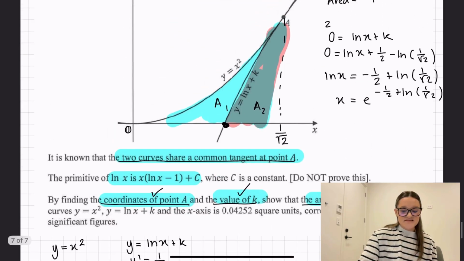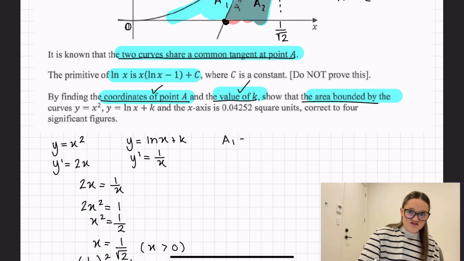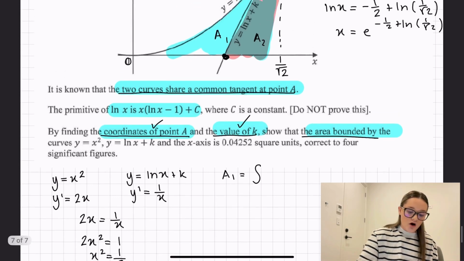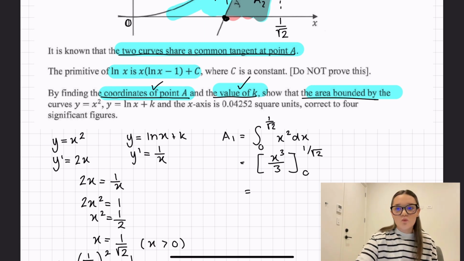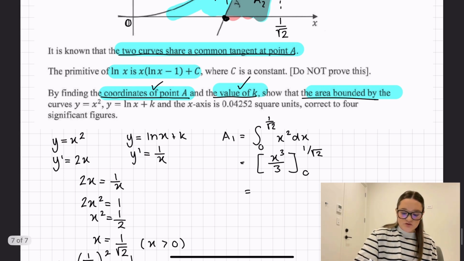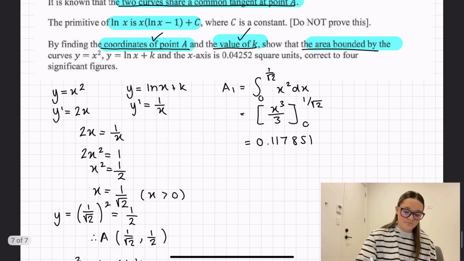So I can then start to find my expressions for my A1 and my A2. So A1 is just going to be the integral between 1 on root 2 and 0 of x squared dx. So this one's going to be x cubed on 3 within my domain of root 2 and 0. And once you evaluate that, this integral here is equal to 0.117851, just minus 0, which is just equal to that value there.